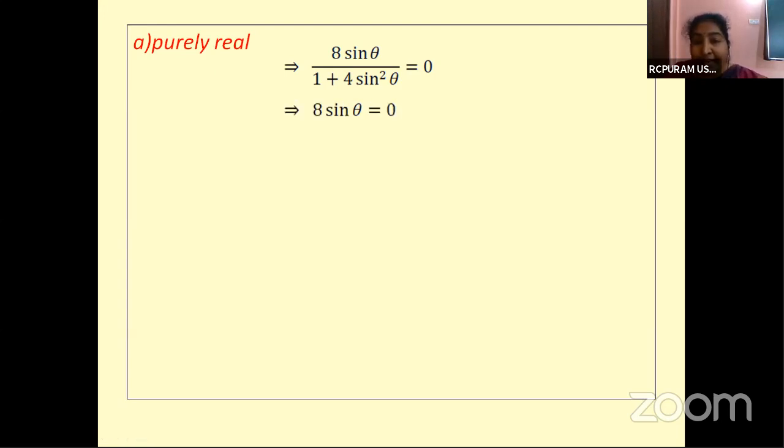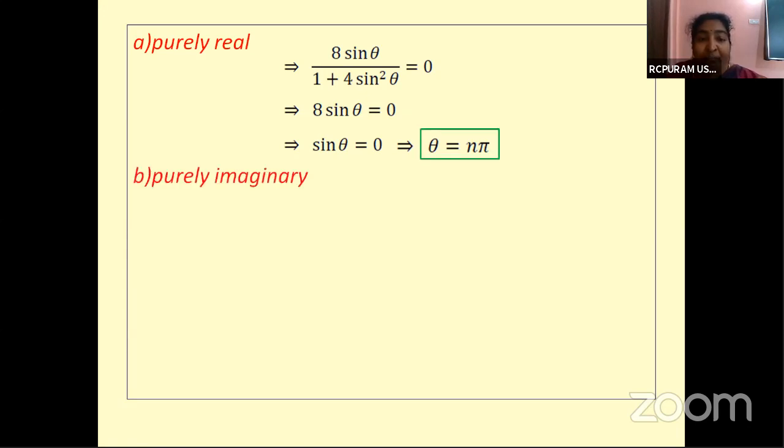So now we will take up the first bit, purely real. Purely real means the imaginary part is 0. What is our imaginary part? It is 8 sin theta by (1 plus 4 sin square theta). We are equating it to 0 because it is purely real, right? Now go for cross multiplication. You will have 8 sin theta is equal to 0, because 0 into this gives you 0, isn't it? So 8 sin theta is equal to 0. So sin theta is 0. When sin theta is 0, theta takes a value n pi. We are writing it in the general form.